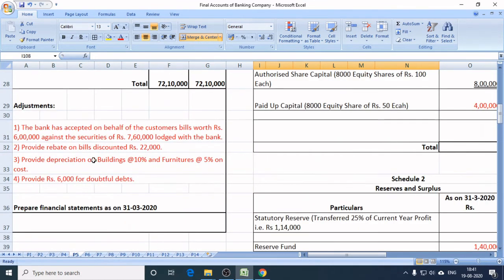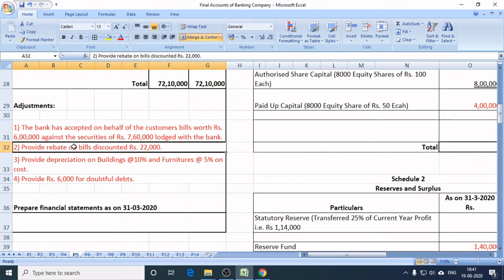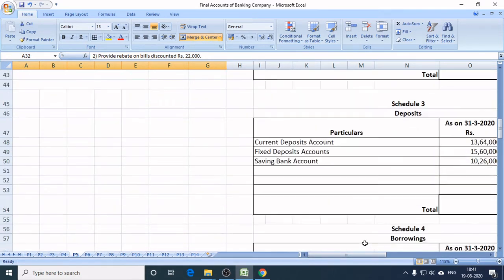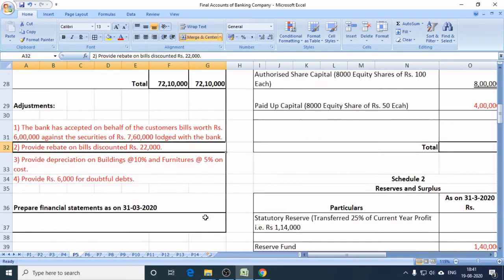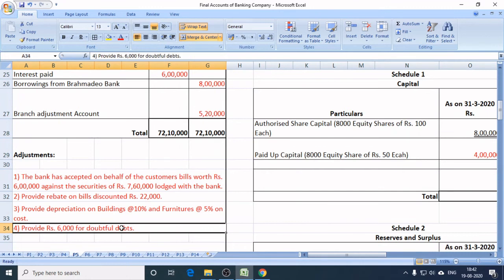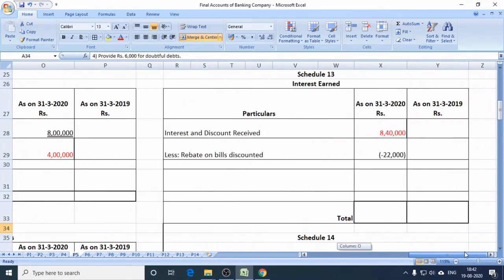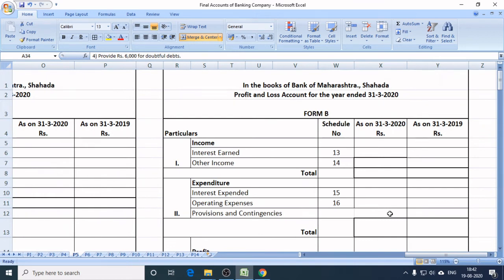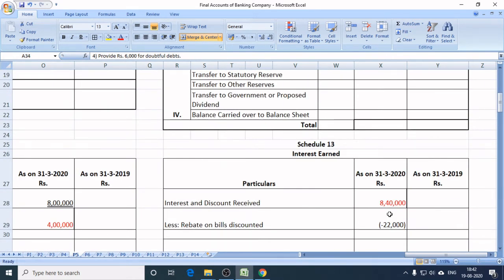And let me tell you one more time, it is bank's contingent liability. The first effect of second adjustment, we have deducted it from interest earned, that is schedule number 13. Then we have shown the same in schedule number 5, that is other liabilities and provisions. Okay, then next effect is depreciation. We have deducted the depreciation value from the fixed assets, and we have shown that depreciation value in schedule number 16, operating expenses. Then provision for doubtful debts, we have shown it under provisions and contingencies, and the same amount we have deducted from schedule number 9, advances. Now always close the schedules of profit loss account first before finalizing your balance sheet.